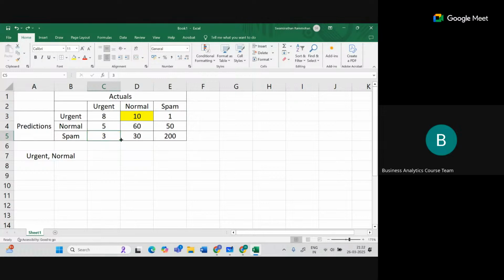Let us look at this one. This was actually normal, but it was predicted as urgent. Similarly, this one was actually urgent, and it was predicted as spam. Is this clear so far? Yes. Okay.